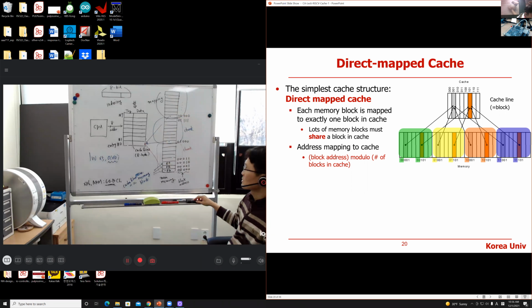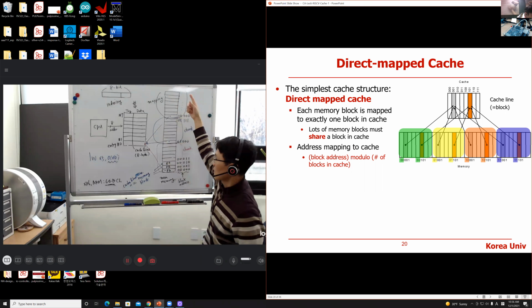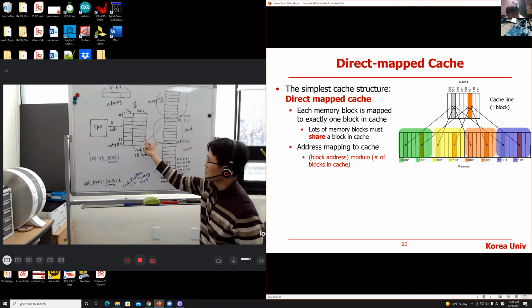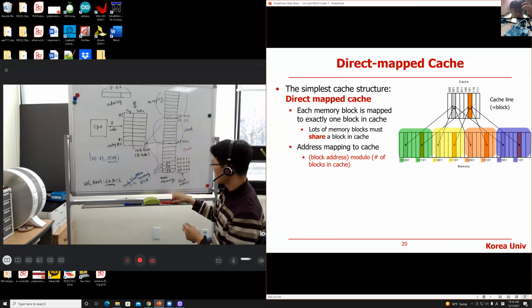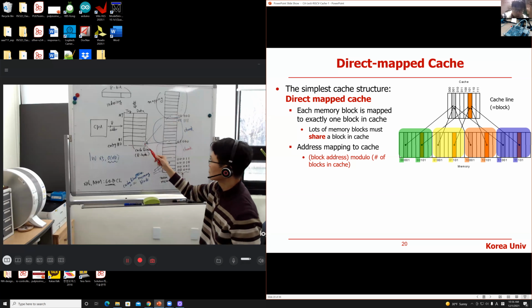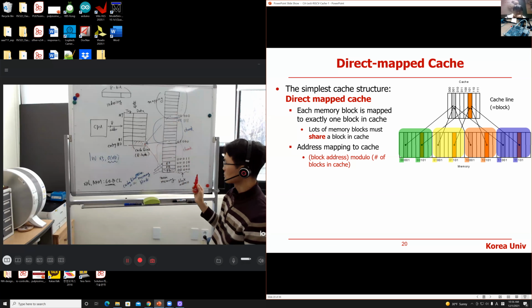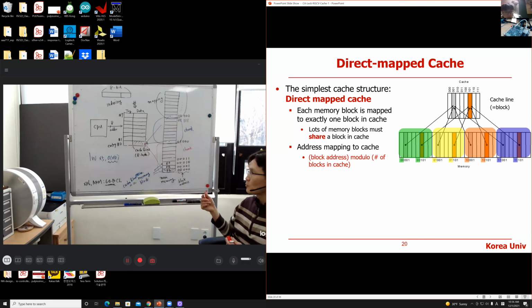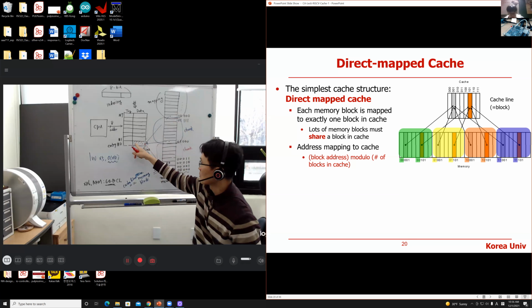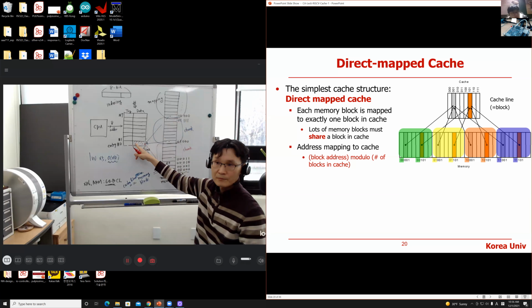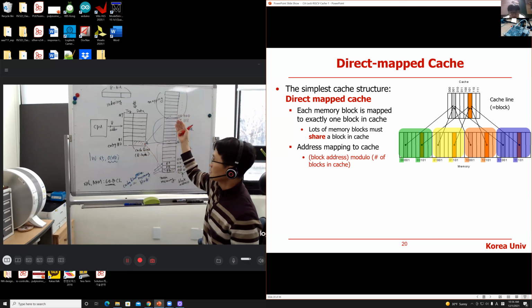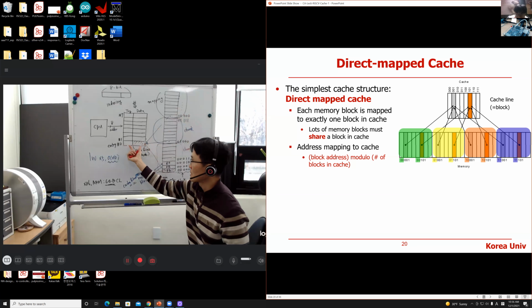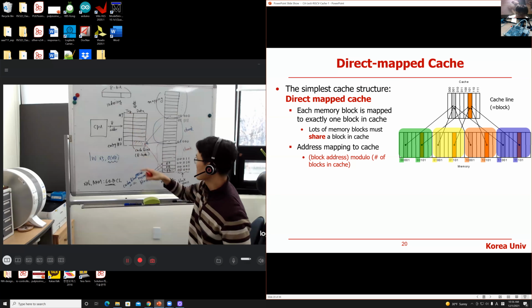Then what is the implication? Many different memory blocks could be placed in the same entry, right? That means when you bring a memory block to the cache, you need to record location information, which location this memory block came from. That is obvious, right? So many different candidates can be placed in the same cache entry, so you have to record that location information here.